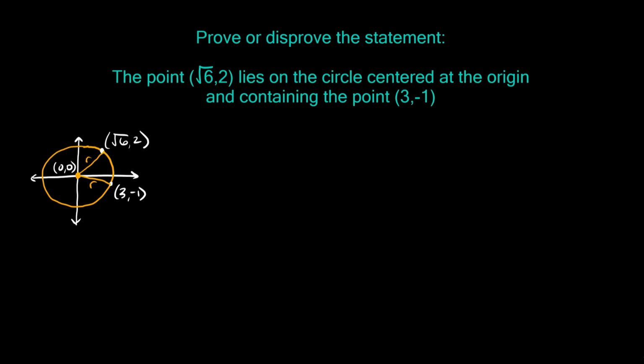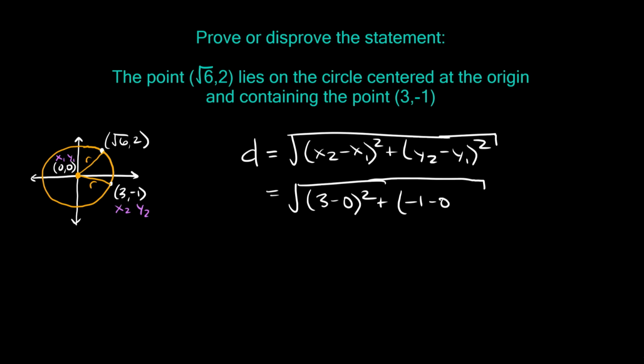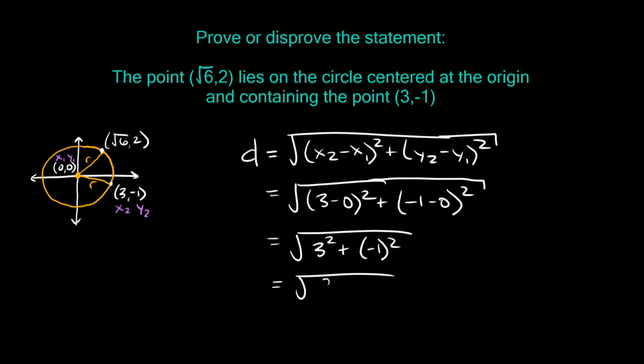Let's label the origin again as (x1, y1), and let's check this one first, (3, -1), so this will be (x2, y2). Here the distance is equal to the square root of (x2 - x1)² + (y2 - y1)². So that's the square root of (3 - 0)² + (-1 - 0)², which is the square root of 3² + (-1)², which is the square root of 9 + 1, which is equal to the square root of 10, all right?